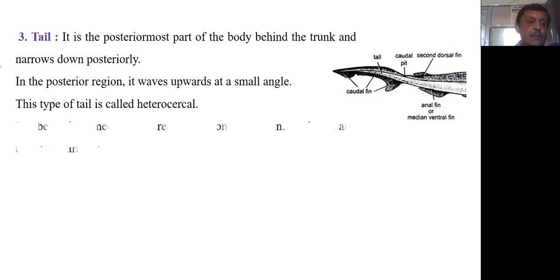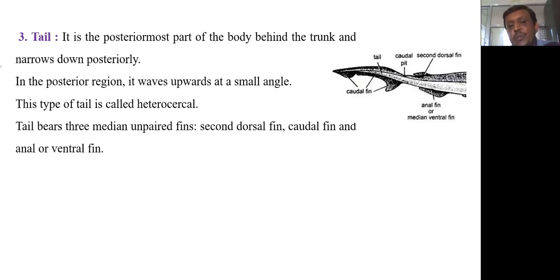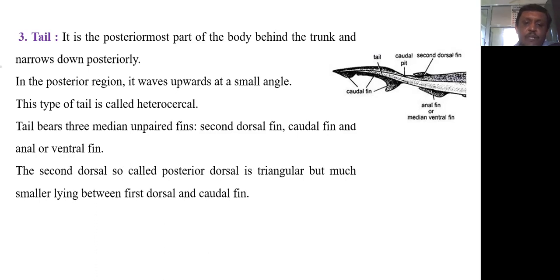It is a heterocercal tail. The tail bears median, unpaired fins. Three unpaired fins are present on the tail: the second dorsal fin, the caudal fin and a ventral fin. The second dorsal fin, also called the posterior dorsal fin, is also triangular but much smaller than the first dorsal fin, and it lies between the first dorsal fin and the caudal fin.